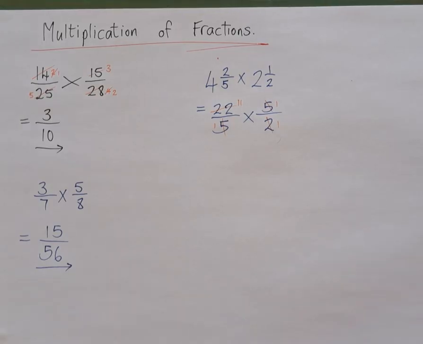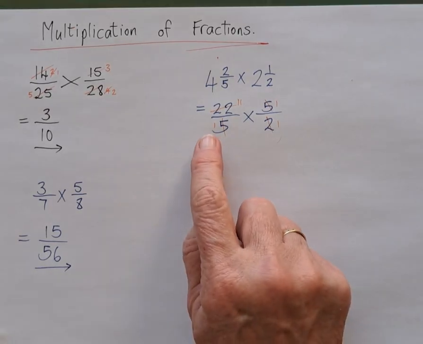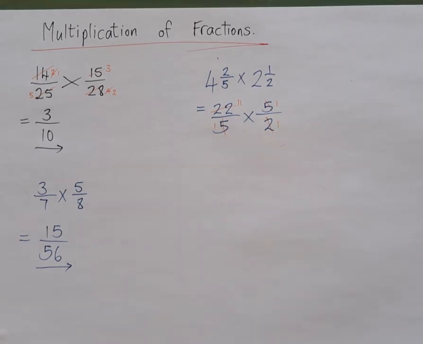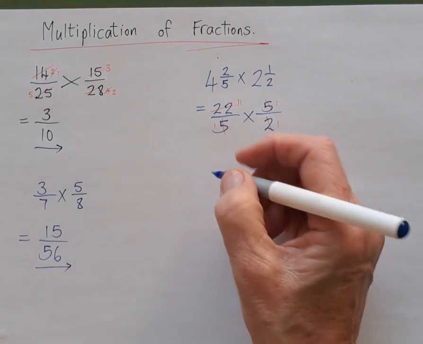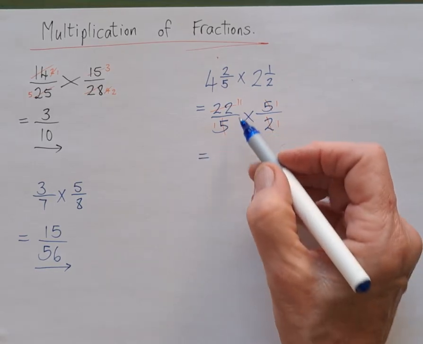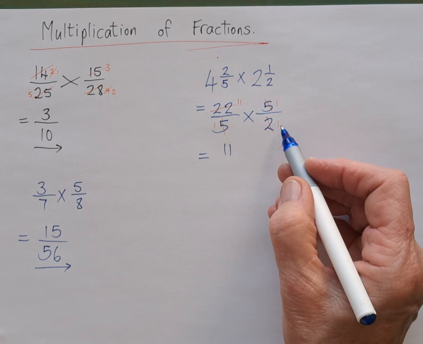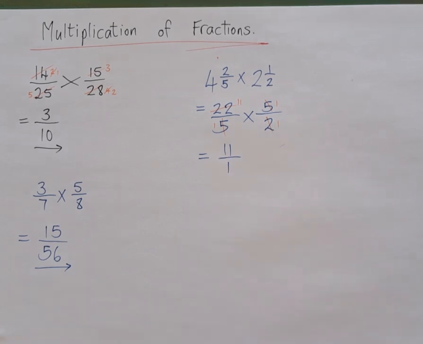Nothing else will cancel. And just by the way, if ever you get to a situation like this where both of your denominators are ones, you know that nothing else is going to cancel. So tidying up the numerator, 11 times 1 is 11, and 1 times 1 is 1 in the denominator.